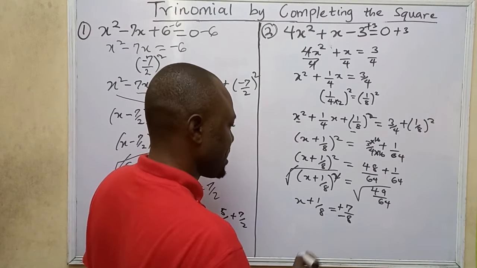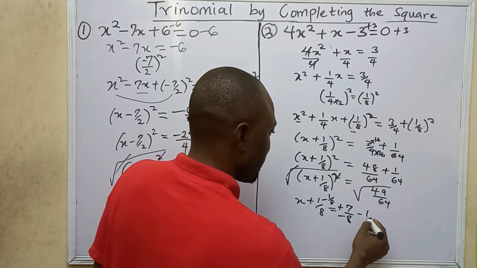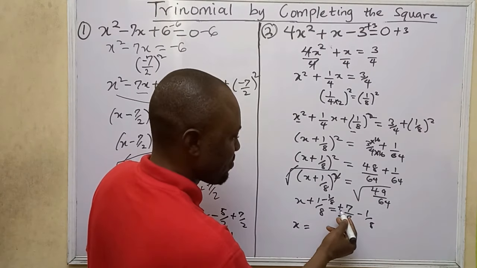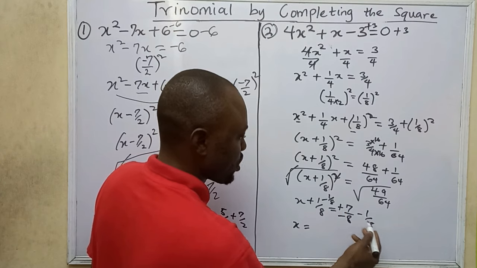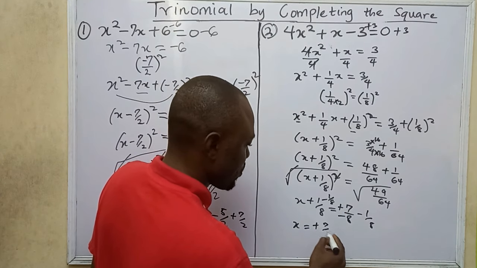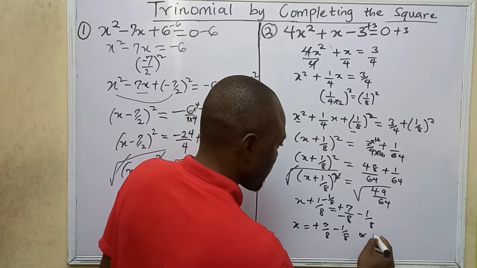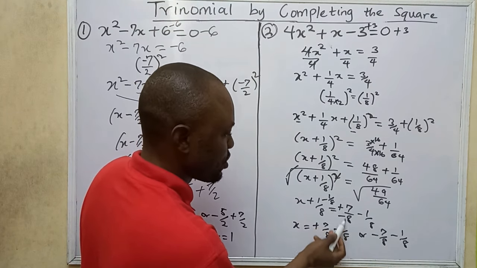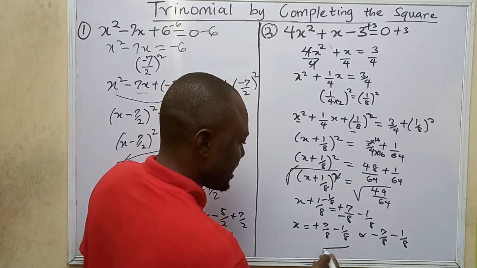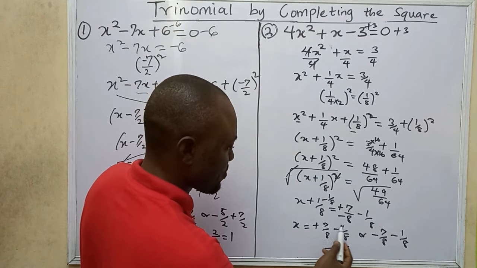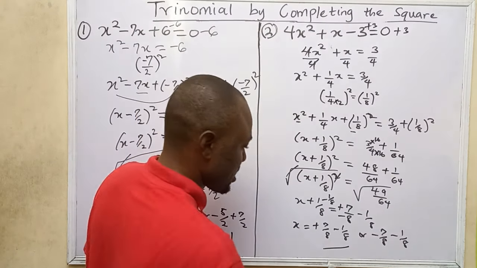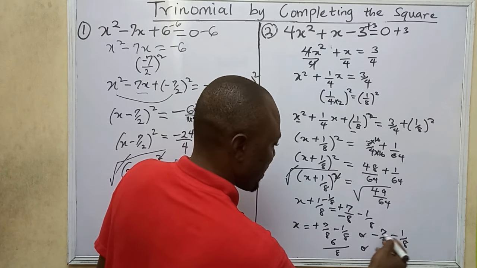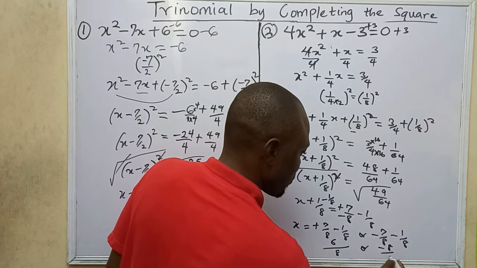So what I need to do in this case is subtract 1/8 from both sides. Then I have x equals this. So you can see I have plus or minus 7/8 minus 1/8. What that means is plus 7/8 minus 1/8, or minus 7/8 minus 1/8. This plus or minus belongs to 7/8. So in this case, they have a common denominator. I'm going to subtract 7 minus 1, which is 6, so I have 6/8. Or on the other side, minus 7 minus 1 will give me minus 8/8.